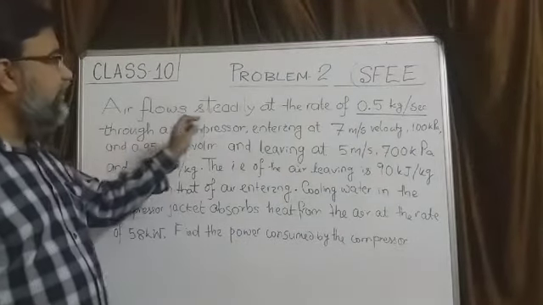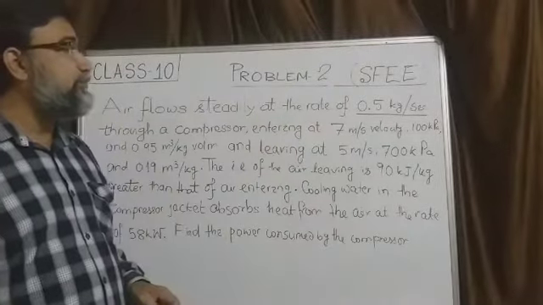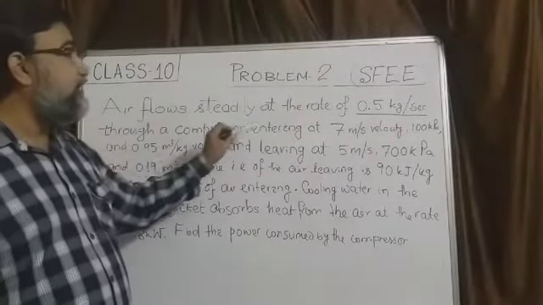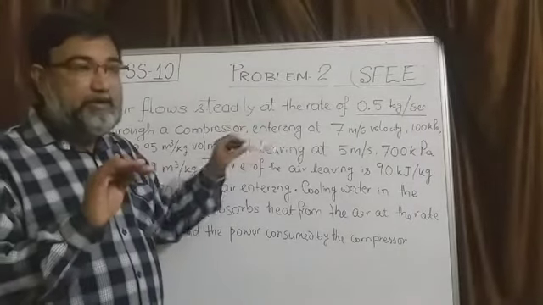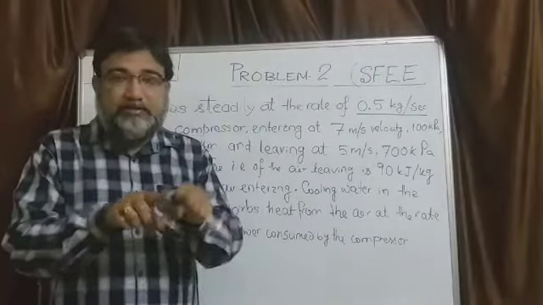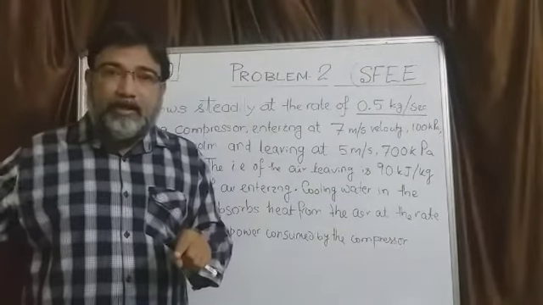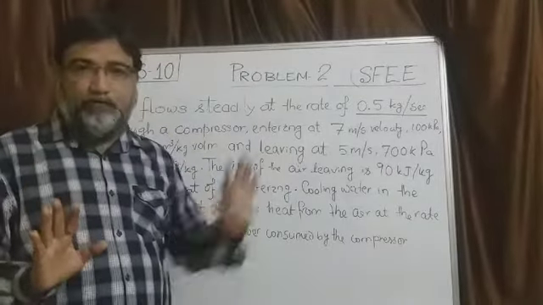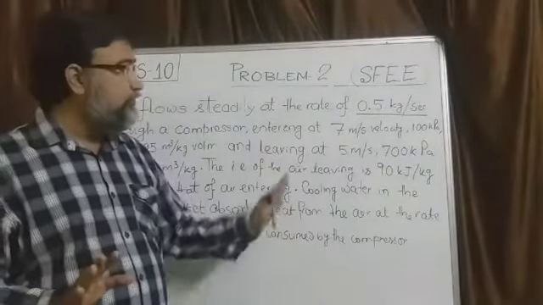So air flows steadily at the rate of 0.5 kg per second, the mass flow rate, through a compressor. That means if you take a control volume, a fixed region in space with a boundary, then air is entering at a velocity of 7 meter per second. We will make a list of all these things after this.